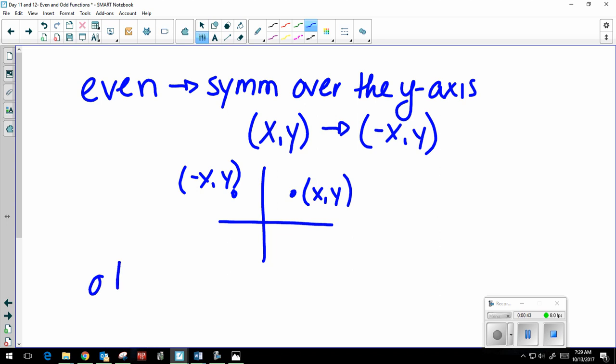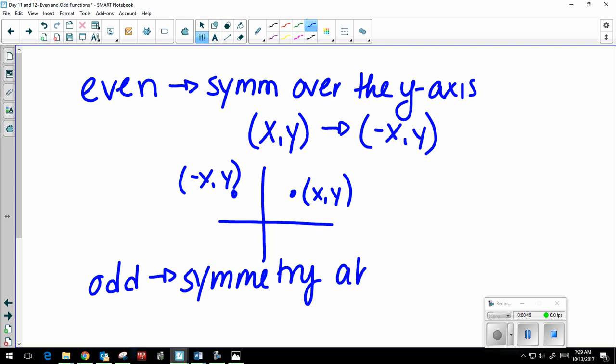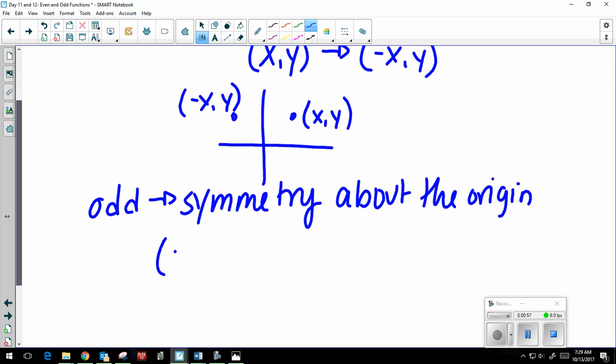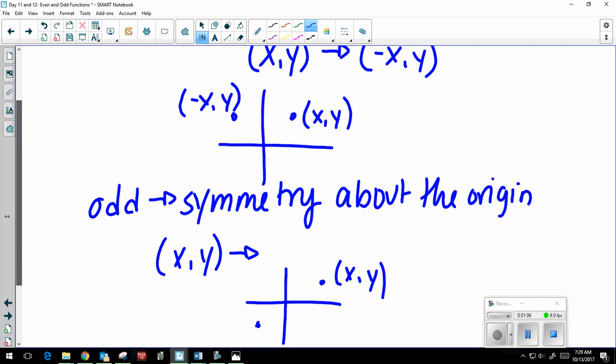Odd functions have symmetry about the origin. So that means that if I have the point x, y over here, the point over here is also on the graph. So that's the point negative x, negative y.